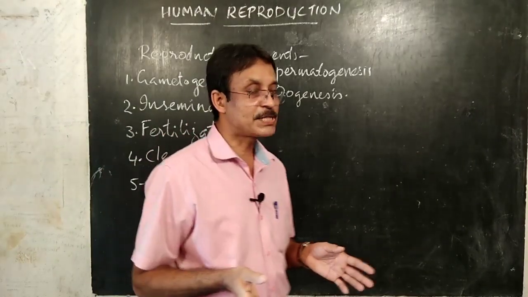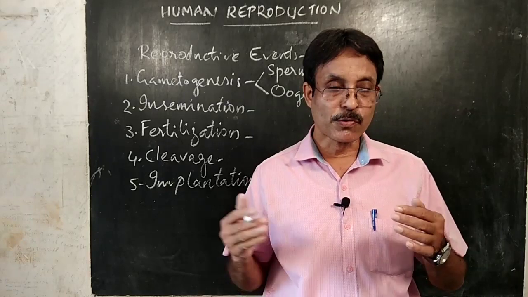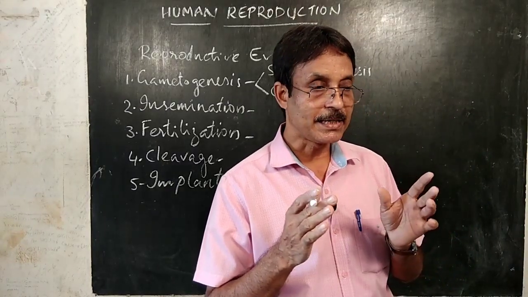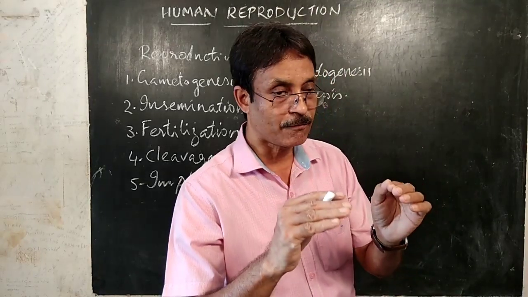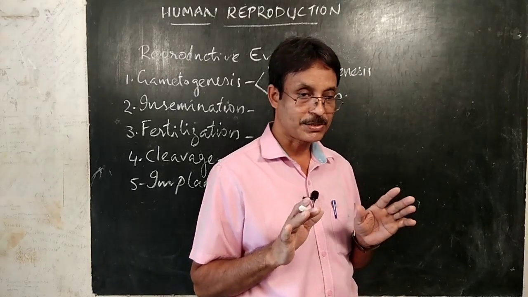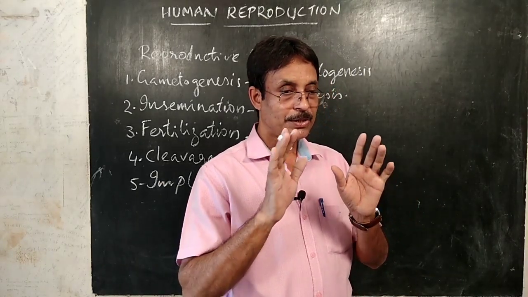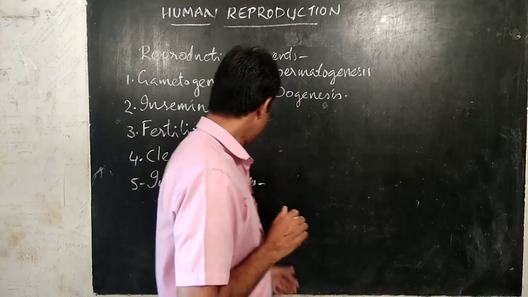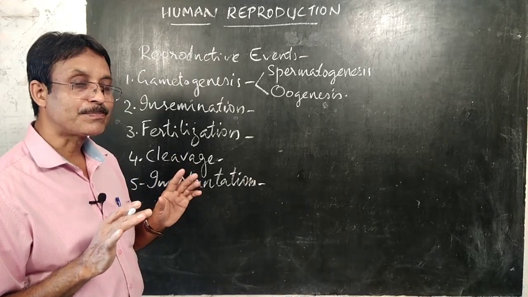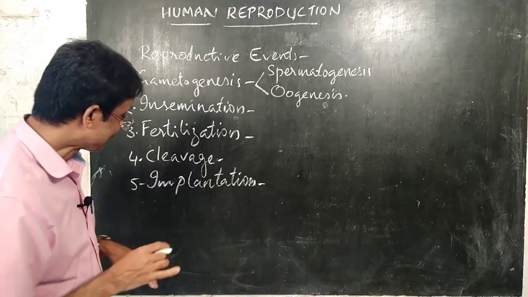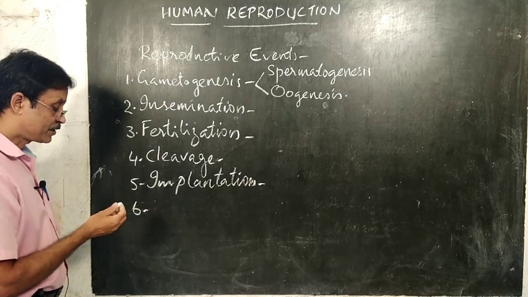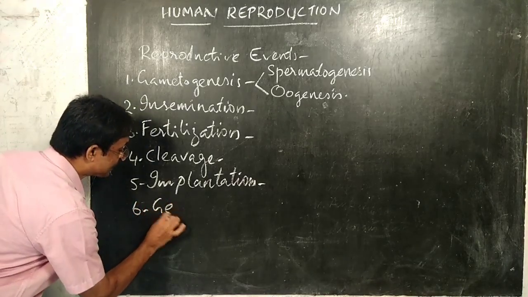Implantation. So after the formation of blastocyst, it is moving through the oviduct towards the uterus, and finally it will attach in the uterine wall, and this attachment of blastocyst in the uterine wall is called implantation, and this leads into pregnancy. That pregnancy period is the sixth process of the event, and it is called gestation.